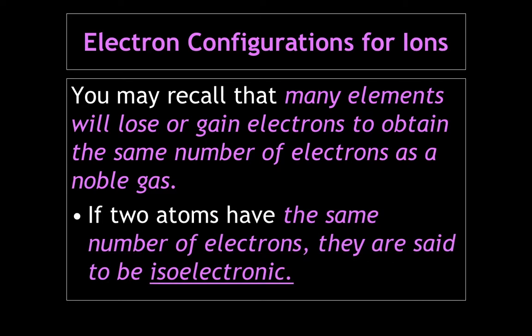And then if two atoms have the same number of electrons, they are said to be isoelectronic. That word isoelectronic just means same number of electrons. Keep in mind the proton number never changes, okay? So you can be isoelectronic with a noble gas, but you're not a noble gas. You still have your number of protons. You just have the same number of electrons.